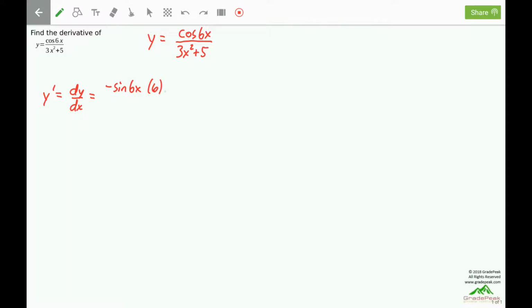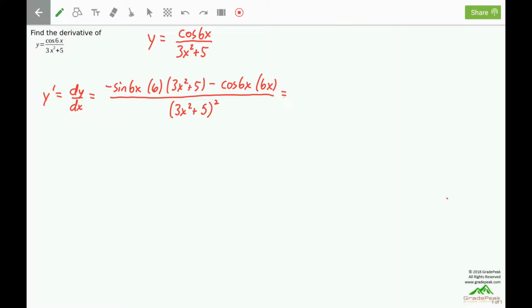Derivative of the numerator times the denominator left alone, minus the numerator left alone times the derivative of the denominator, which will be a 6x, all over the denominator quantity squared.